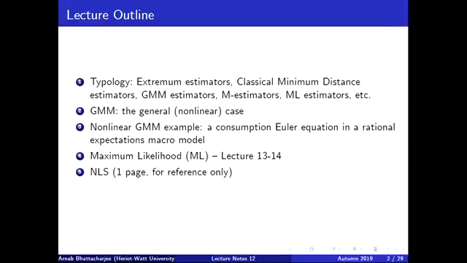Okay, so there is a typo on this slide. Maximum likelihood will really be lecture 13, not 14. Okay, so that's a small typo. We are going to do a little bit of the typology. This typology is important, right? We're talking about extremum estimators, classical minimum distance estimators, GMM estimators, M estimators, maximum likelihood estimators, etc. We're coming back to this again when we do maximum likelihood. And then we'll be covering GMM, the general nonlinear case.